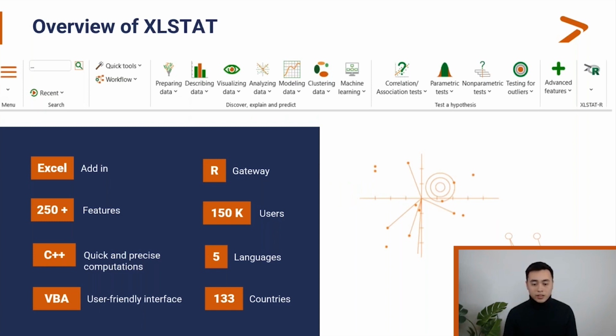XLSTAT is an Excel add-in that has a lot of features for modeling and statistical analysis. We have more than 250 features that are all using C++ code to run, so it's highly efficient and very user-friendly thanks to the VBA interface. We cover 5 languages, and there's also an R gateway that will enable you to have other features that the software doesn't have yet.